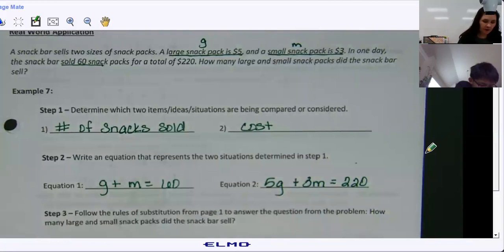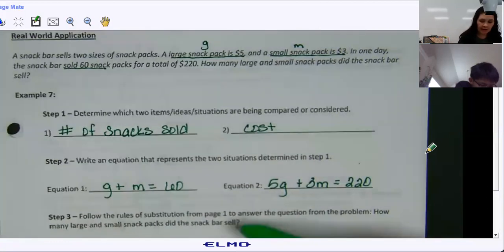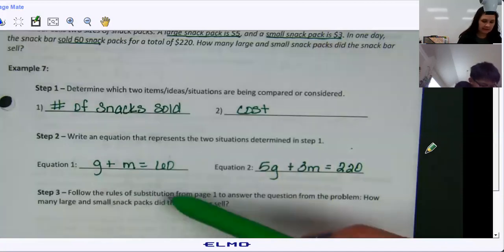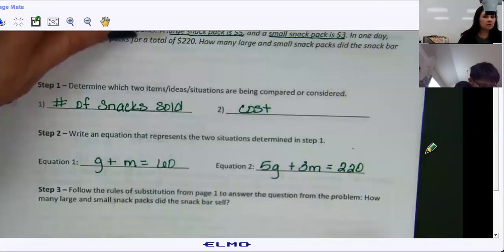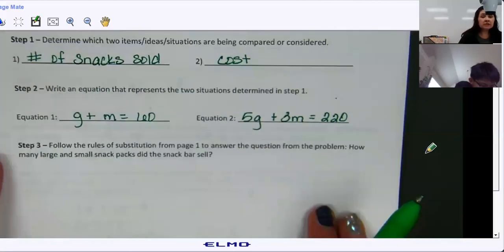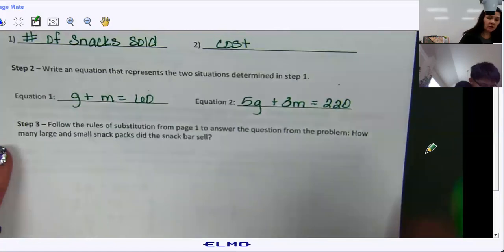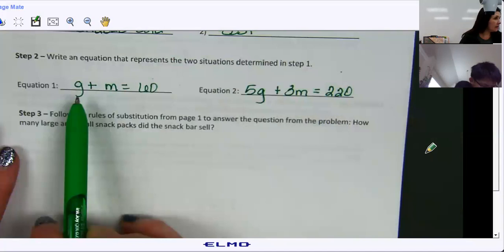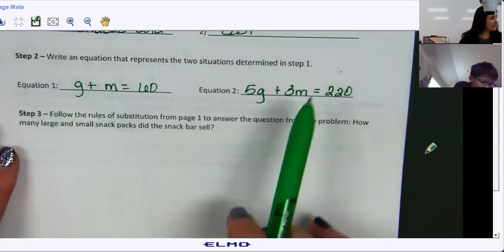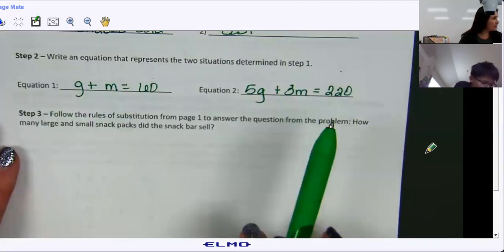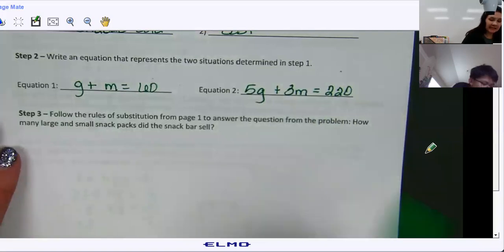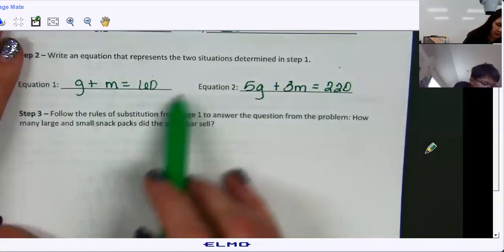Okay, so we're going to follow the rules of substitution from page one to answer the question from the problem. How many large and small snack packs did the snack bar sell? So we're going to just solve this using substitution. So let's isolate the G from this equation, then plug it into the second equation, and we're going to solve for M, and then plug that into one of the equations to solve for G. Okay, so let's isolate this equation here for G.